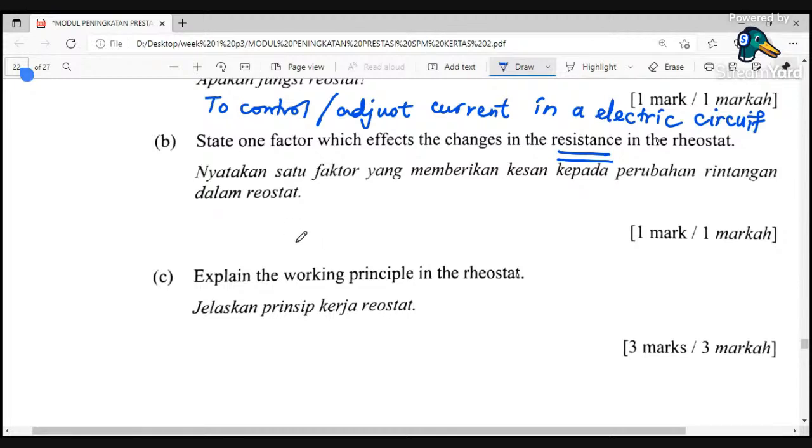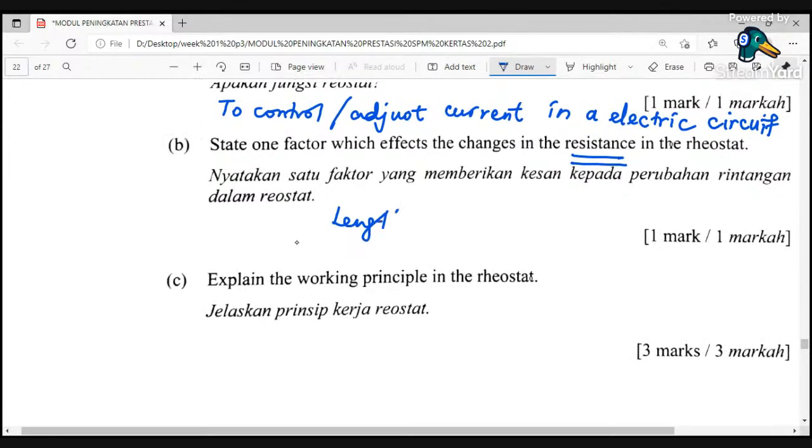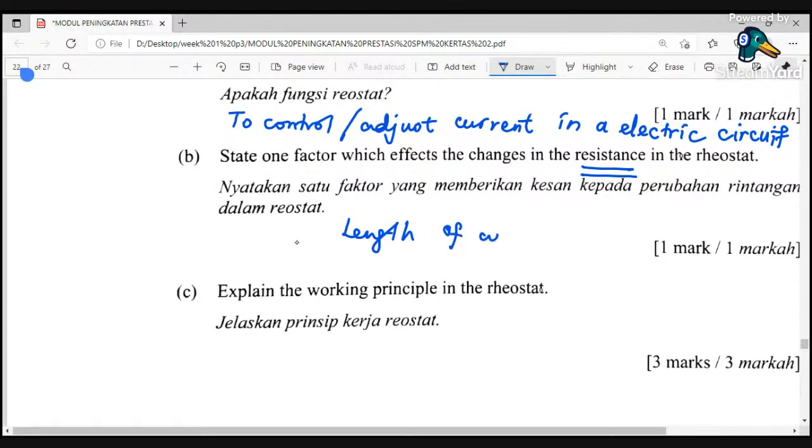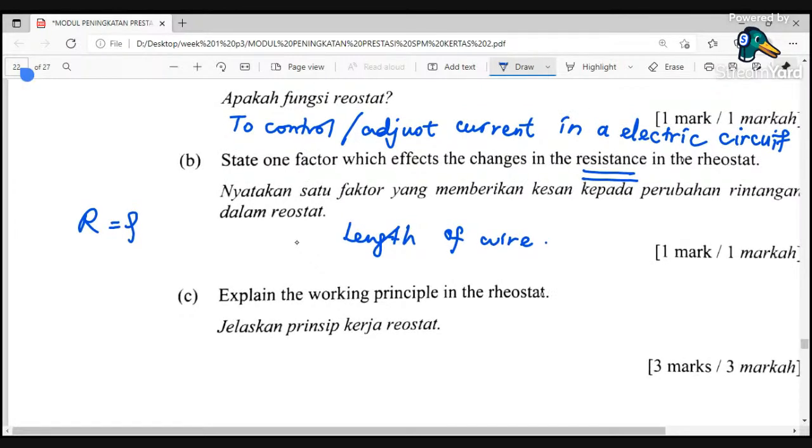So what is the answer? Length of wire. Different wire, different resistance. If you remember the formula, R equals rho L over A, R and L are directly proportional.